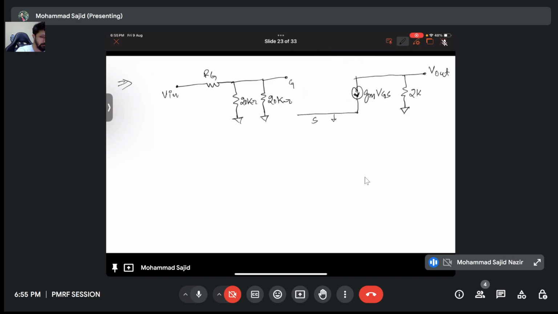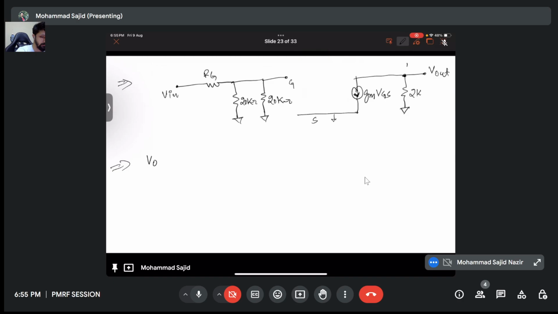So if I use SG, sign reversal will be there. The current is flowing in the opposite direction. So just for simplification, for both NMOS and PMOS, I'm using this equivalent circuit. So now can you tell me what will be V naught?